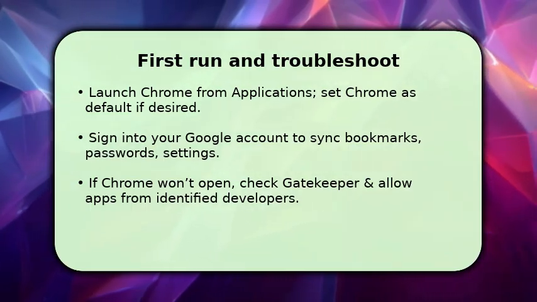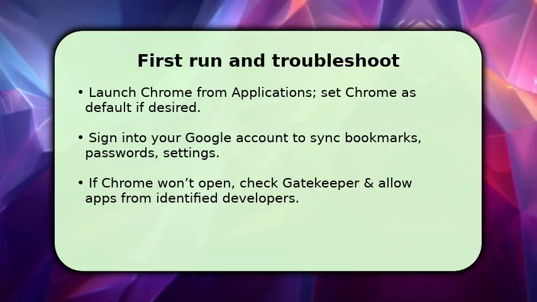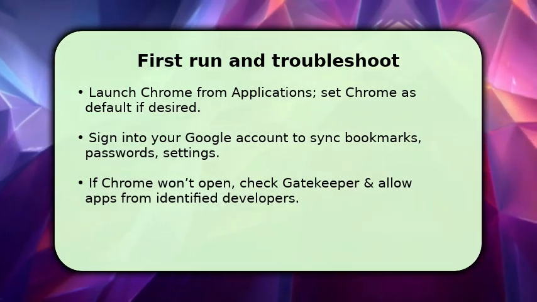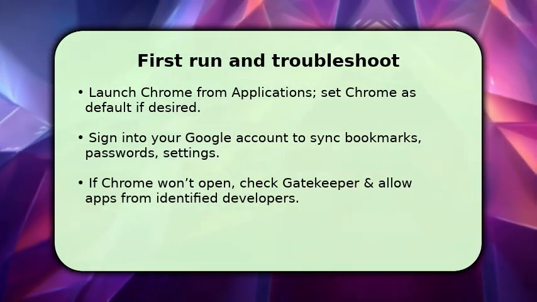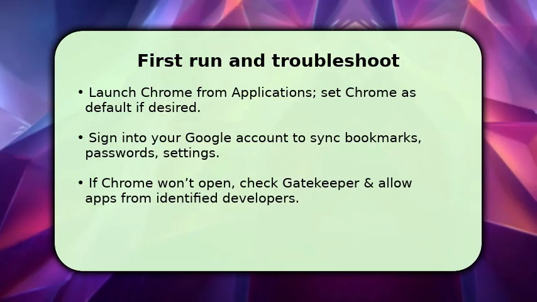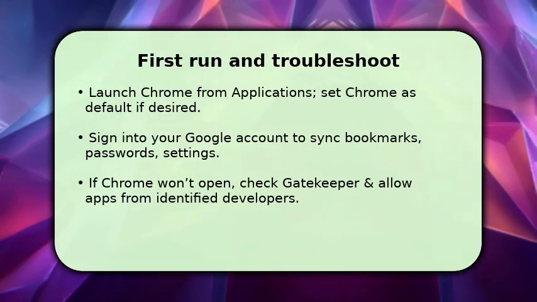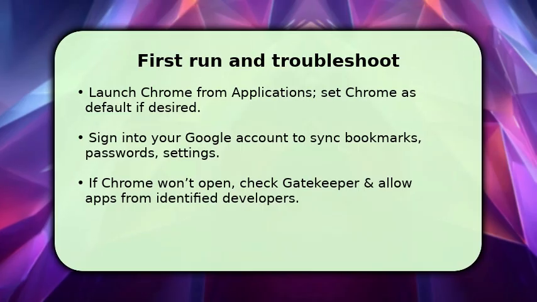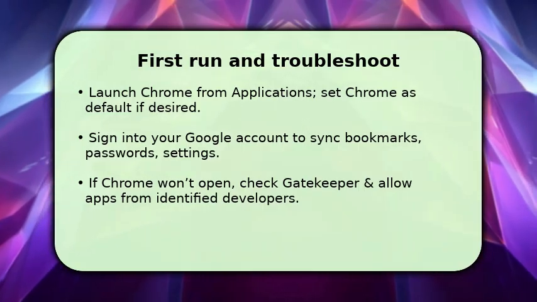If Chrome refuses to launch, go to System Settings, Privacy and Security, and look at Gatekeeper or App Download Settings to allow apps from identified developers, then try again. If problems persist, reboot and retry the install to clear temporary conflicts.